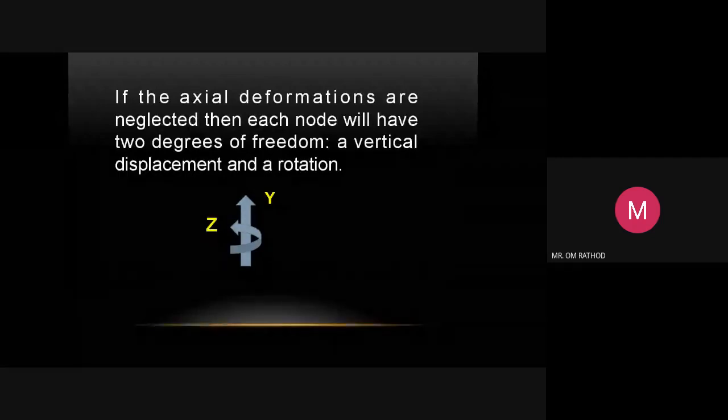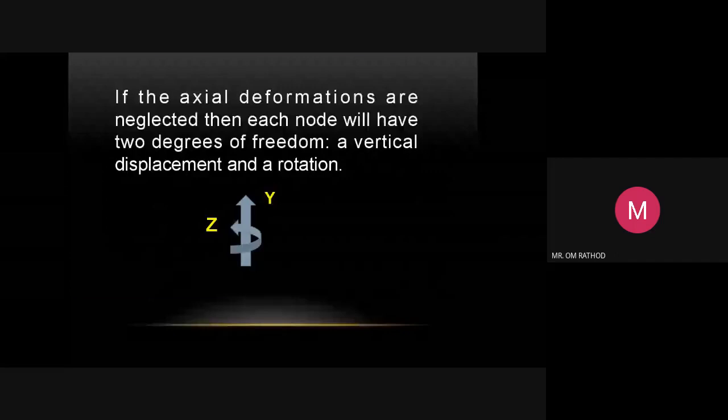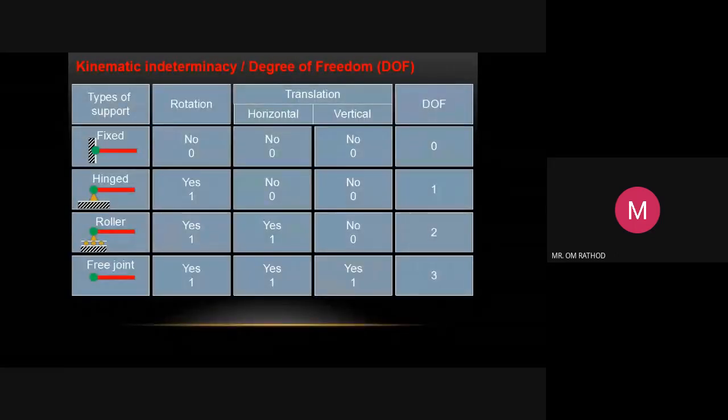When the axial deformations are neglected. Okay. Now, this is a table I have already shown you in the case of truss. So we'll take a look at that, and again we will see how to find the degree of freedom in the case of a beam.